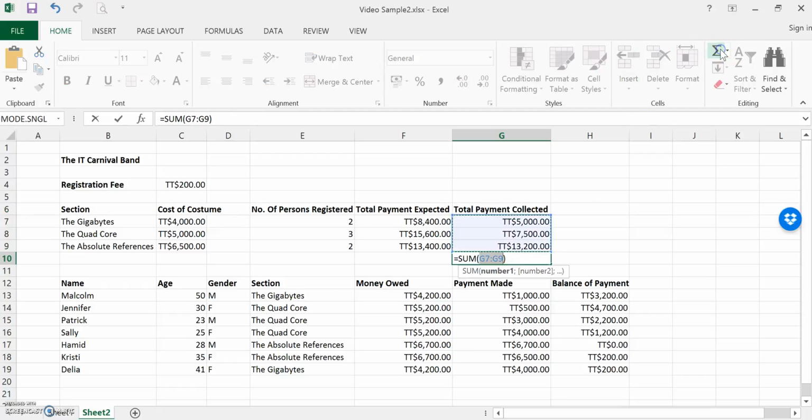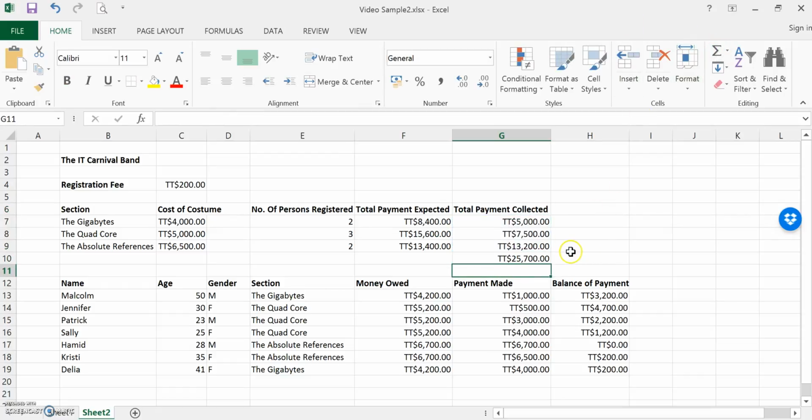If I add up these values here, I can see that this is the entire amount of money that I have collected for my band. However, a different fraction of money will come from each of the three sections. So we can use these values to create a pie chart. So firstly, we need to select the data.